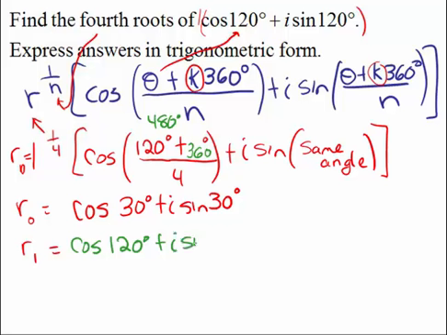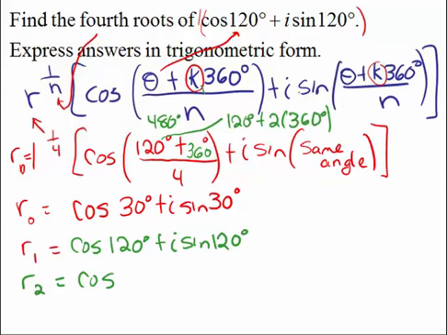Now to get the next one, I'm going to do the same kind of thing, but here I have the 120, and that's going to be added to, I'm going to let k be 2, so when I put 2 in here, it's going to have 120 plus 2 times 360. That's 840, but I still have divided by 4. So 4 will go into 8 2 times, 4 will go into 4 1 time, so it looks like it's going to be 210. And then sine of the same angle.